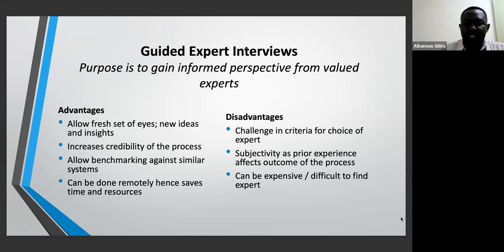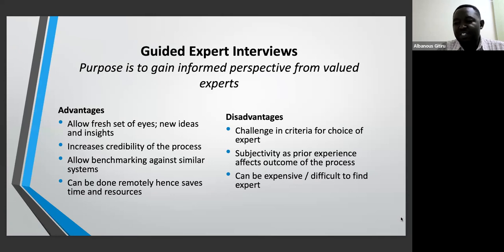You can do a discussion over Zoom. You can also do it over phone call and such kind of thing. The disadvantage bit is that there is a challenge in criteria for the choice of the expert. How do you choose who you get the views from? And also from the expert perspective, there is subjectivity, as prior experience affects the outcome of the process.